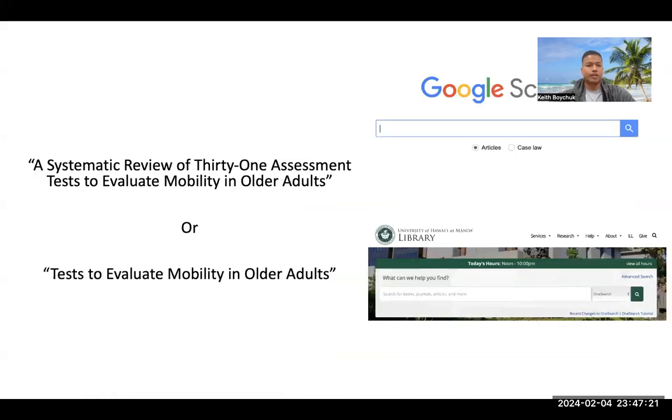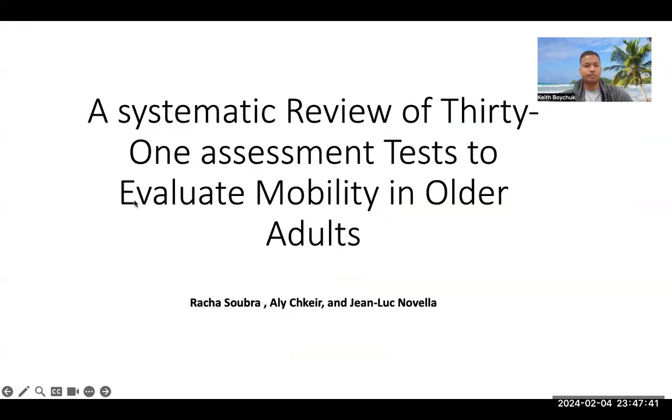So looking up the review, I looked on Google Scholar and UH Library Online, and you would have never guessed, I couldn't find any other systematic reviews. A lot of them were too specific and not broad enough to cover just mobility in older adults. So this is the review of the article.